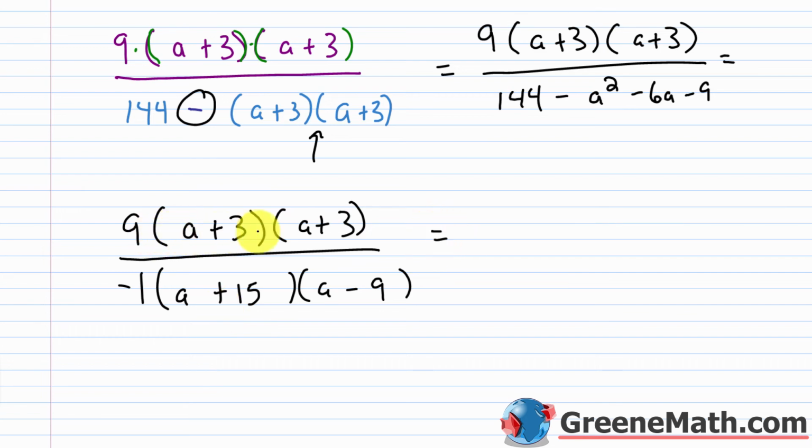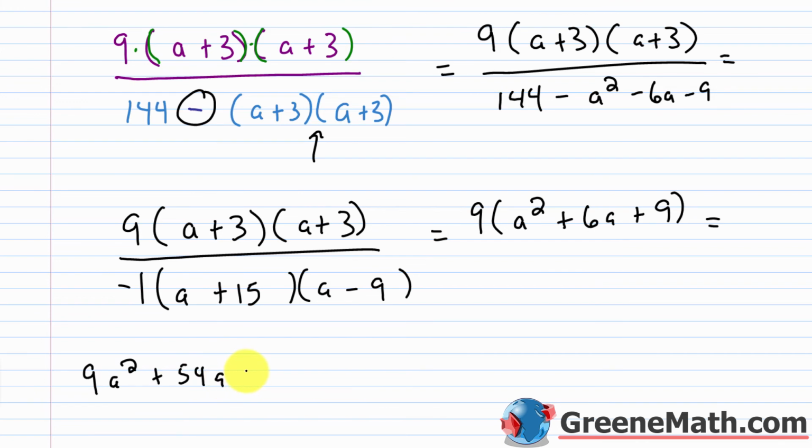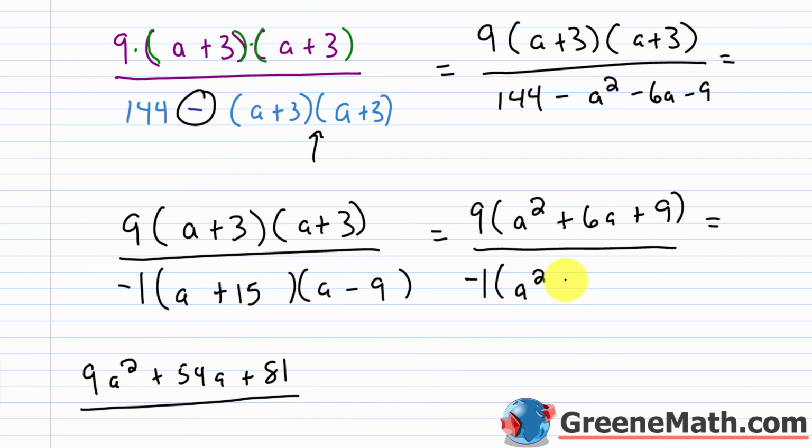So 9 is going to be multiplied by the result of this. So we know that this is a squared plus 6a plus 9. Then if I do the multiplication, that would be 9a squared plus 54a plus 81. Okay, so that's going to be my numerator. Then this is over, down here, we just factored this, so we know what it is. It's negative 1 times, again, this would be a squared plus 6a, and then minus 135.